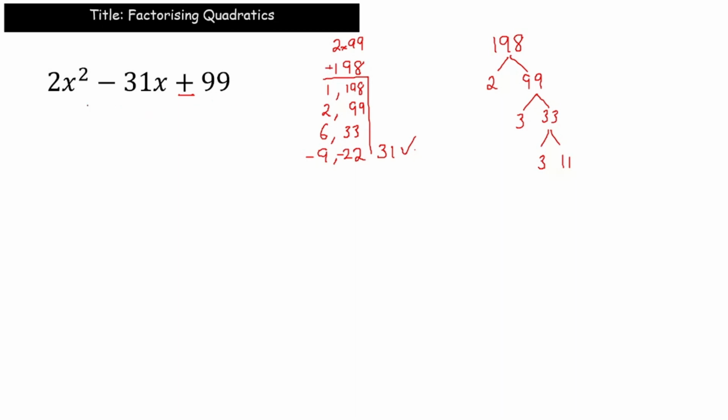And then we follow our process, so we have 2x squared minus 9x, minus 22x plus 99, making sure it's exactly the same thing as above, we haven't changed it, so it's still maths, and factorize each side separately.